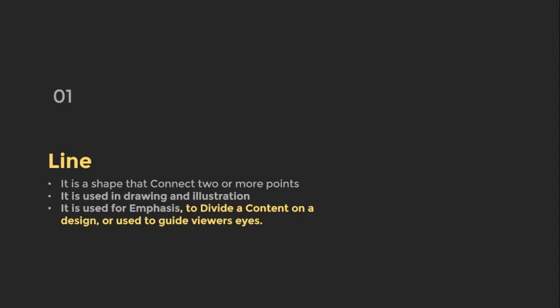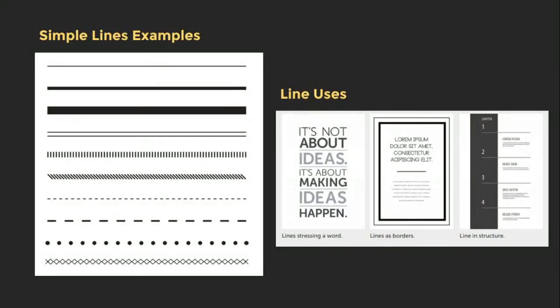Give the viewers what they should watch, what they should focus on. So we'll see more examples of line. These are some basic examples of line. We can see the tiny line, the thick one, the thicker one, two parallel lines, single lines, slant ones, dotted lines and zigzag lines. So these are basic examples of lines.